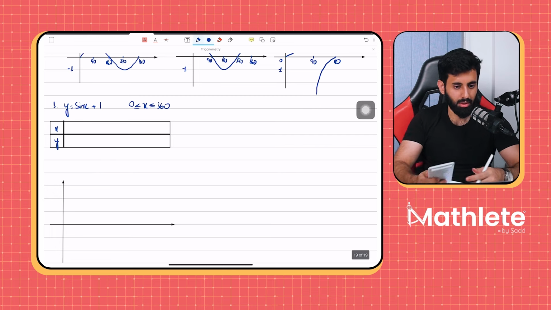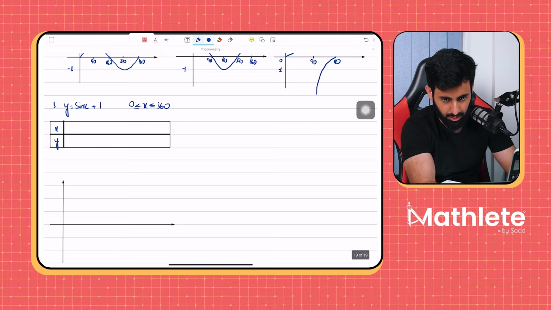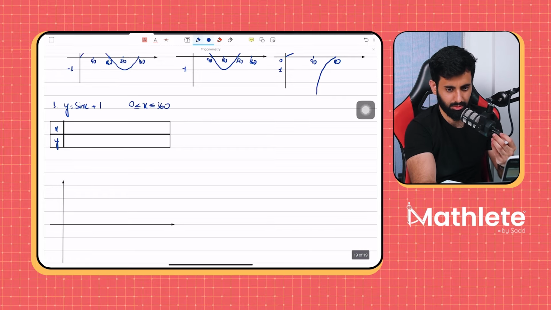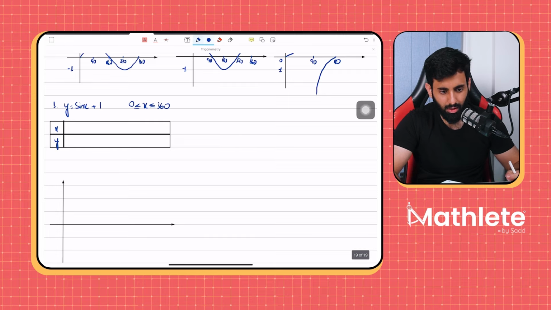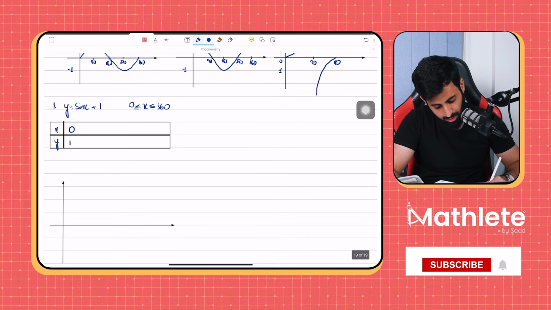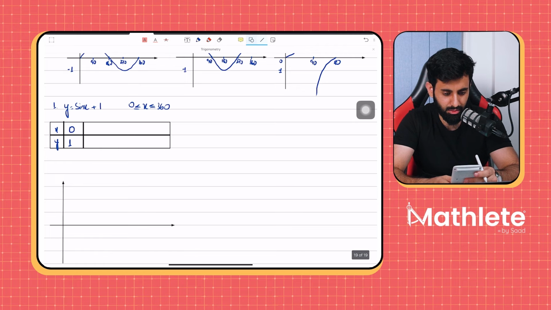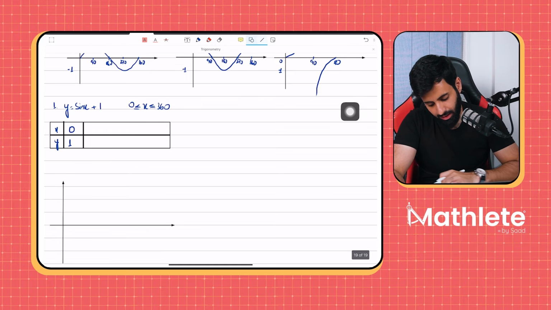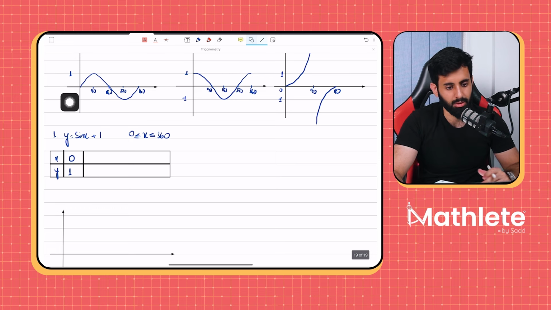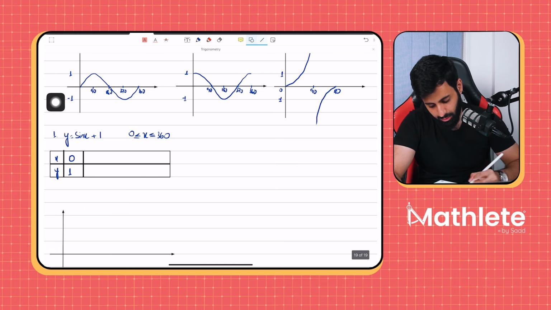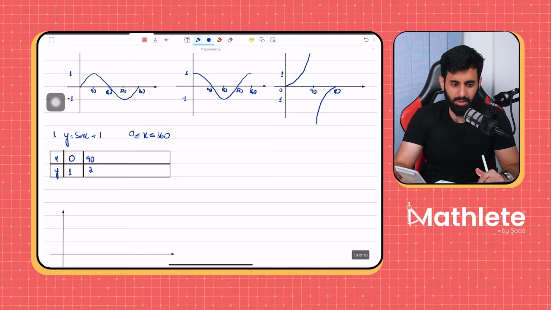So here's x, here's y. Let's plug in 0, sine 0, and in the end, don't forget a plus 1. So this is what it looks like. I hope you guys can see my calculator. So if you do that, what do you get? You get 1. So if you plug in 0, you get 1. And then if you plug in 90, what is sine 90? Sine 90 is 1. But what will be sine 90 plus 1? It's going to be 2. So if you plug in 90, you get 2.